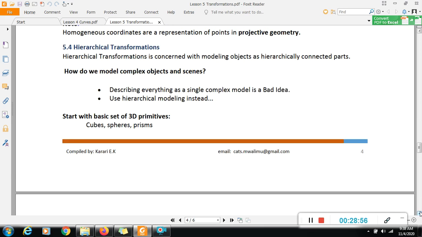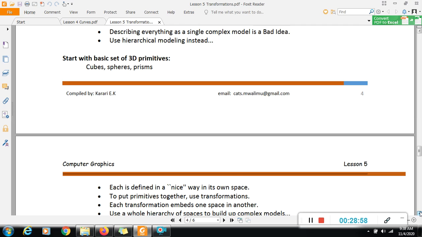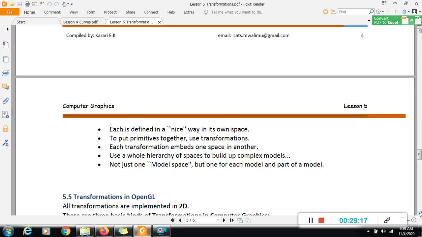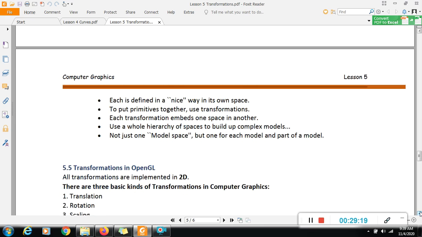So we use hierarchical modeling instead. We start with the basic set of 3D primitives, cubes, spheres, and prisms, and each is defined in a nice way in its own space. We put primitives together using transformations, and each transformation embeds one space in another. We use a whole hierarchy of spaces to build up the complex models, not just one model space, but one for each model and part of a model.